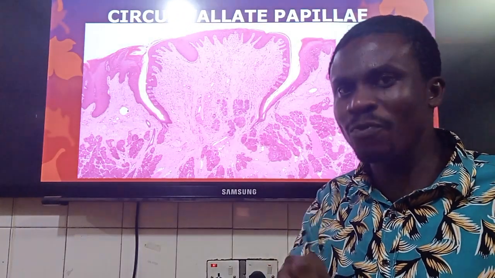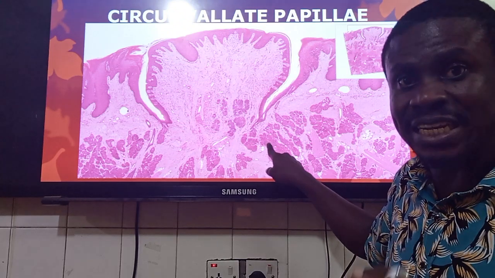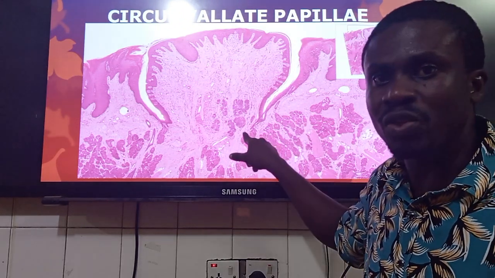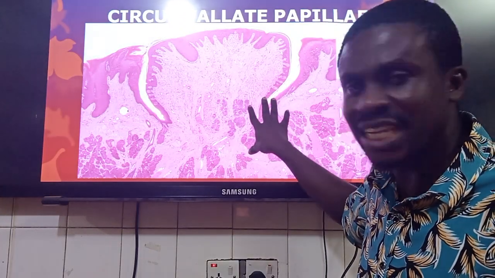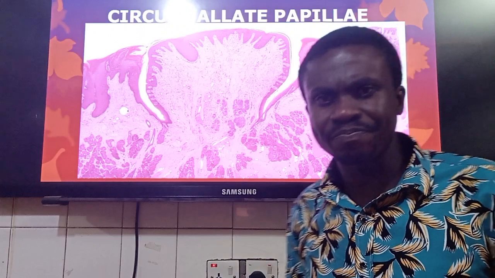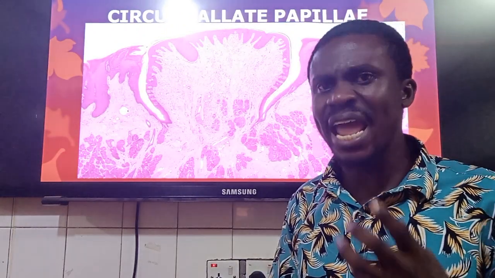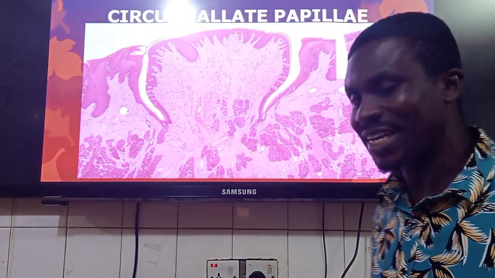Now in the case of the circumvallate papilla, you can see that these guys are deeply stained, and that is why we call them serous acini. Specifically those located at the base of these gustatory pits, we call them von Ebner's glands. Von Ebner's glands. I want you to appreciate that one.